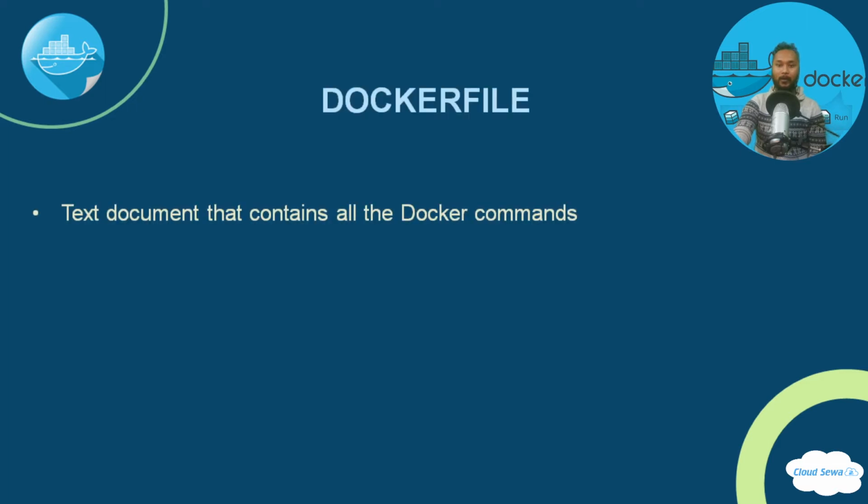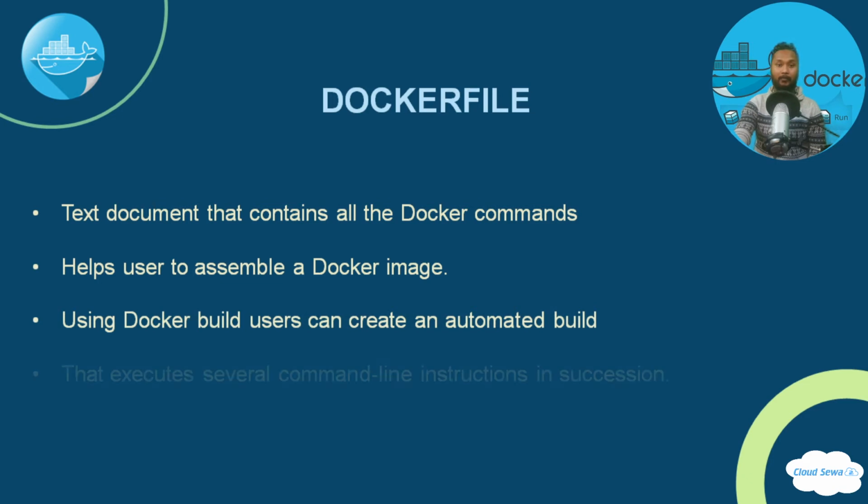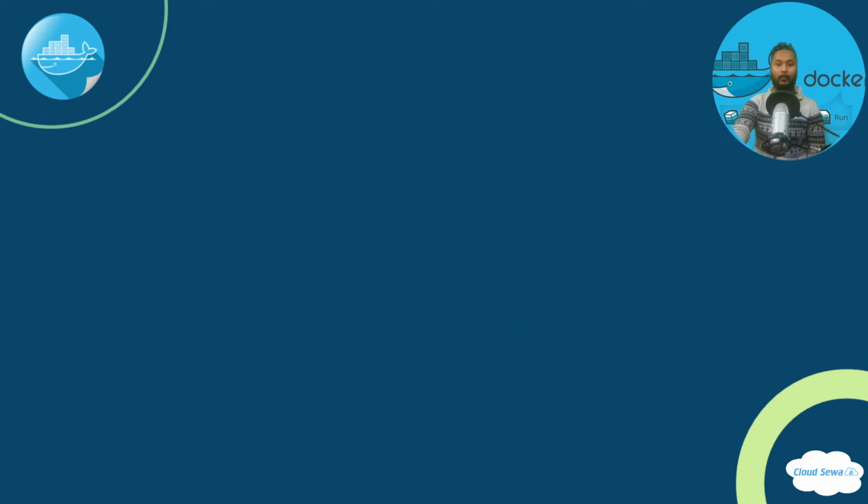Dockerfile is a text document which is the collection of all the Docker commands. It also helps users assemble a set of instructions or set of codes into a Docker image. Users can also use build commands to create an automated build that executes several command line instructions in succession to create a Docker image. We might be wondering where the use of the Dockerfile comes in the real-world scenario.